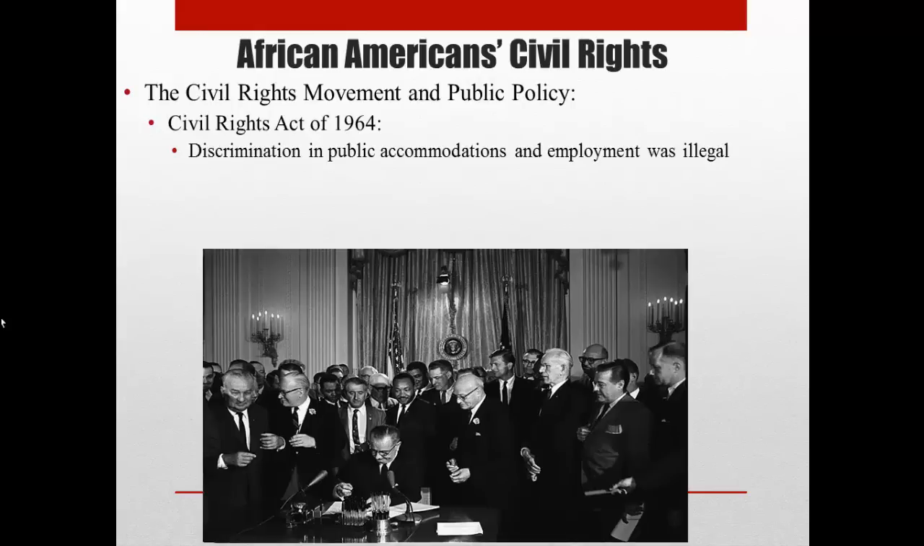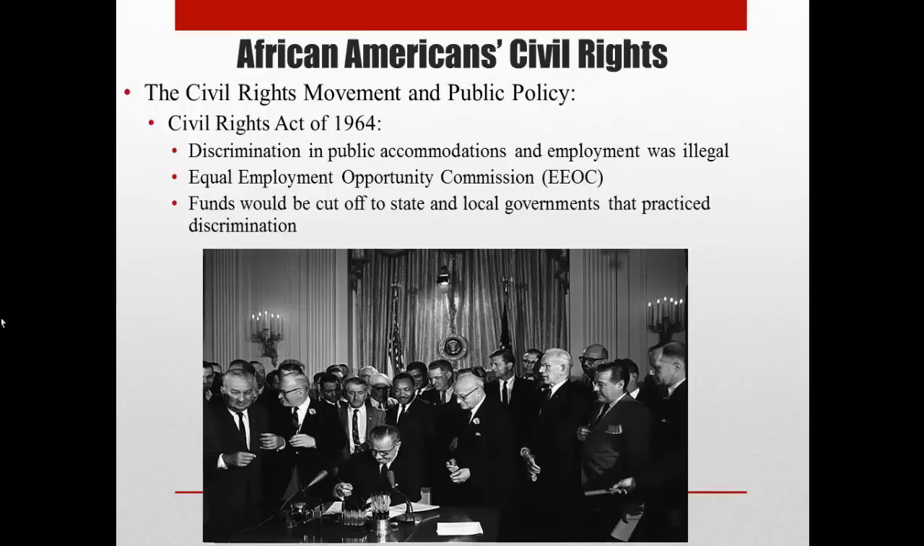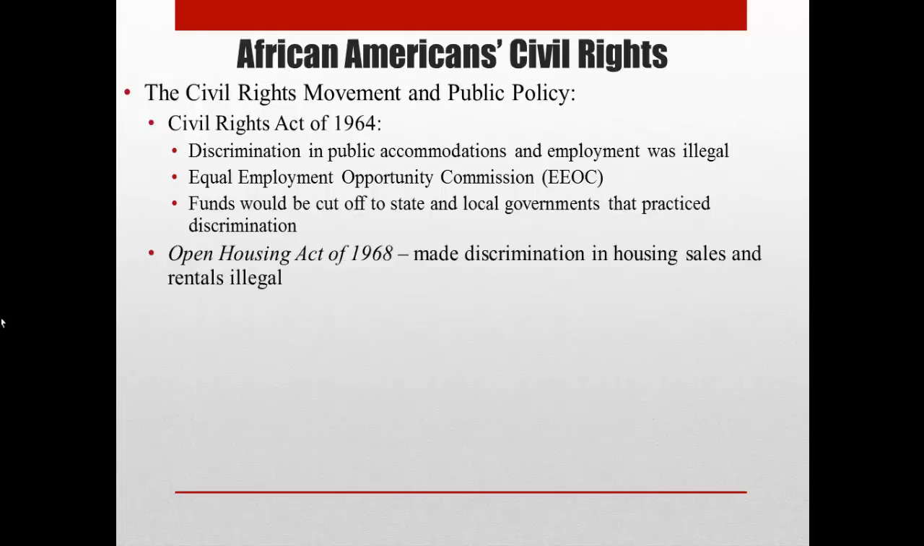This stated that discrimination in public accommodations and employment was illegal, especially in places that did interstate business like hotels, buses, etc. It also created the Equal Employment Opportunity Commission, which would investigate different forms of discrimination. And the federal government would cut off funds to state and local governments that practiced discrimination. So it stated it was illegal, and then it tied a penalty to it as well. The Open Housing Act of 1968 made discrimination in housing sales and rentals illegal. Still absolutely true today.